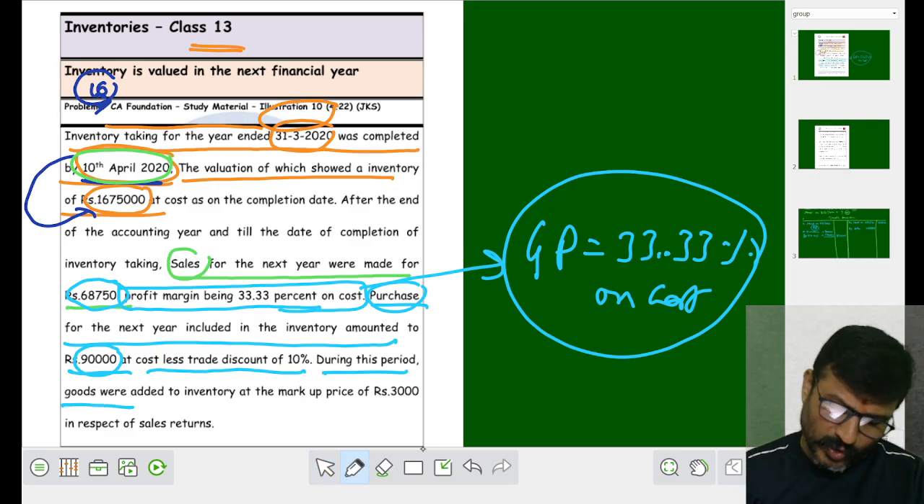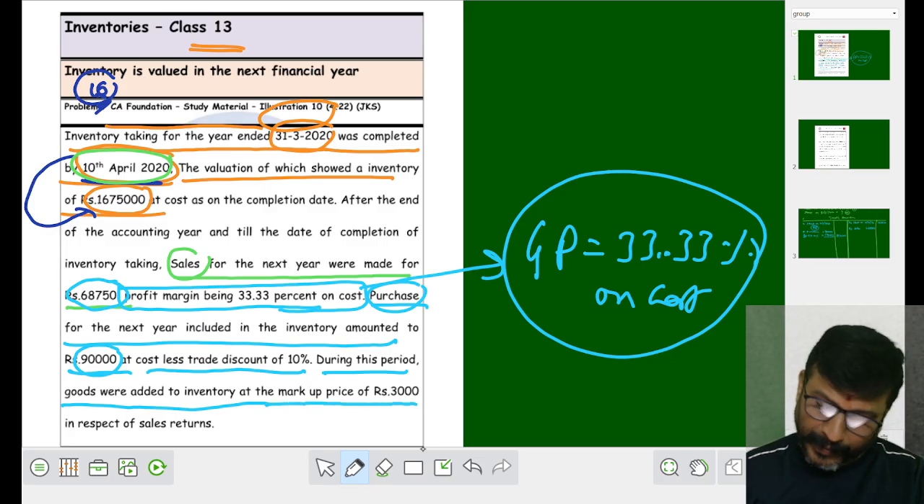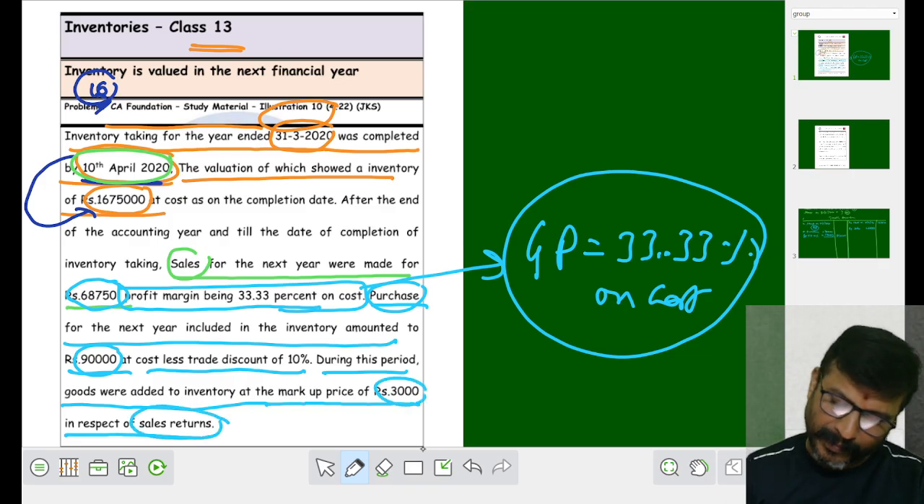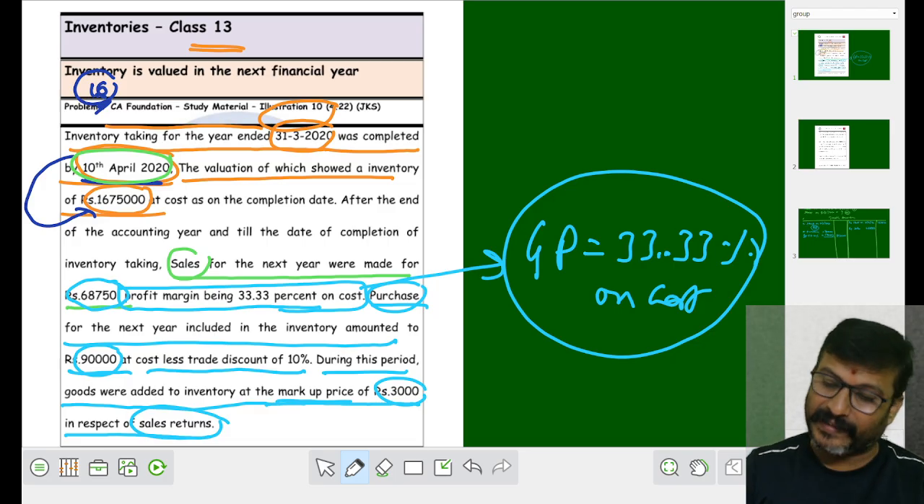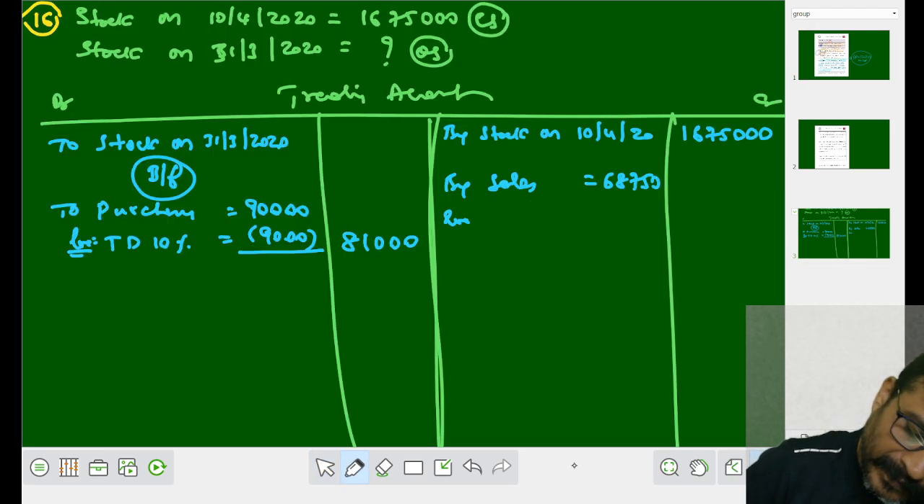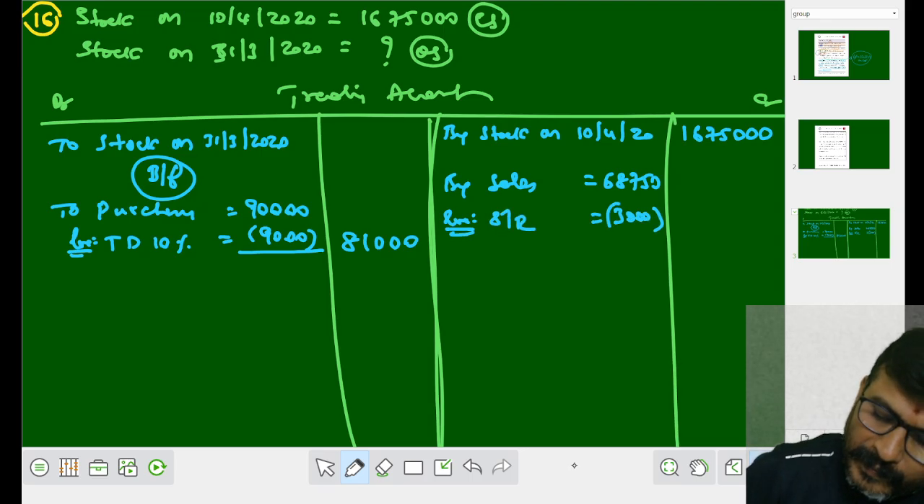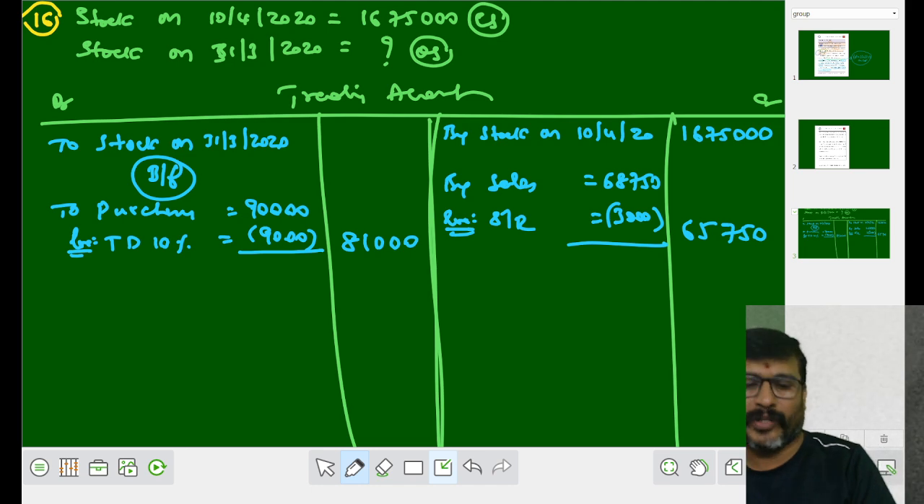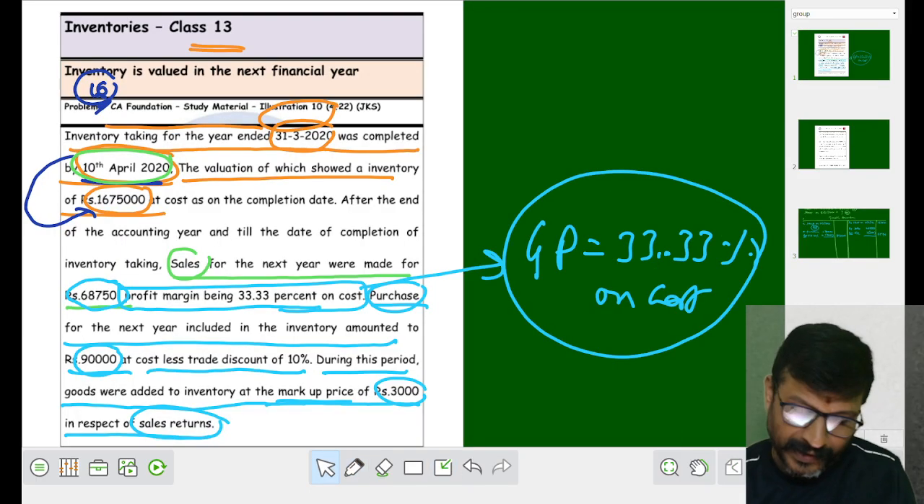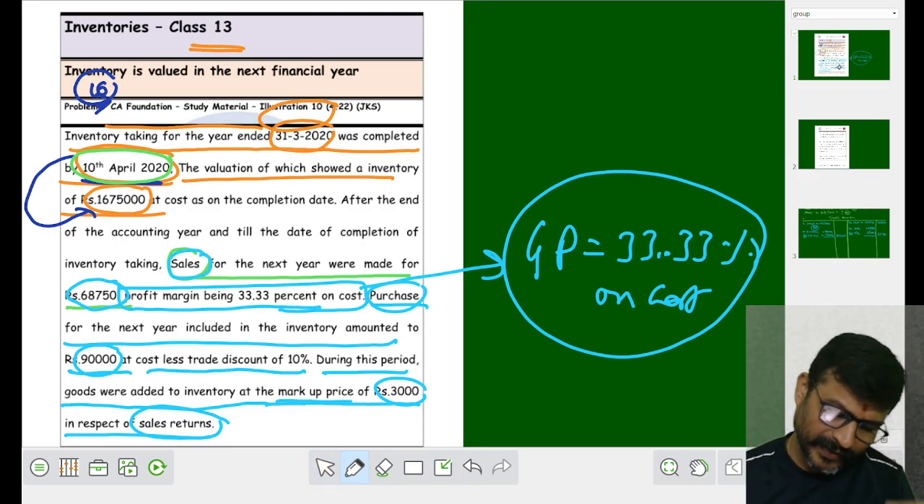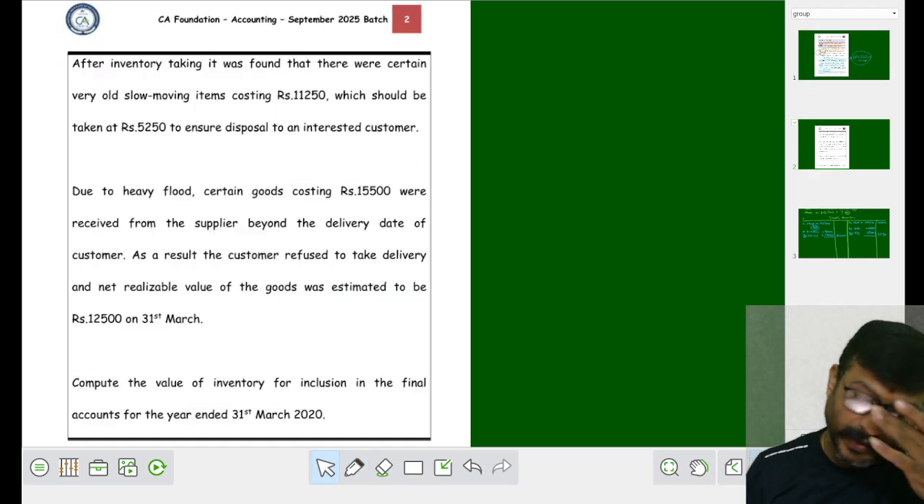See what happened in the next sentence. During this period, goods were added to the inventory at the markup price of 3,000 in respect of sales returns. What it is? 3,000 markup price means selling price as sales returns. 3,000 sales returns, right? Subtract sales returns of 3,000. So you can take the balance 65,750 rupees in the outer column. Are you understanding? So easy, right? Nothing is difficult here. One is sales returns, so we have subtracted. Then we have purchases that include trade discount, we have subtracted. See next what happened.